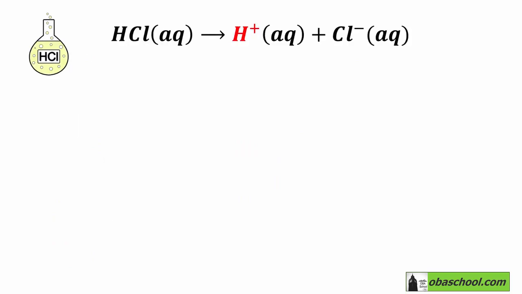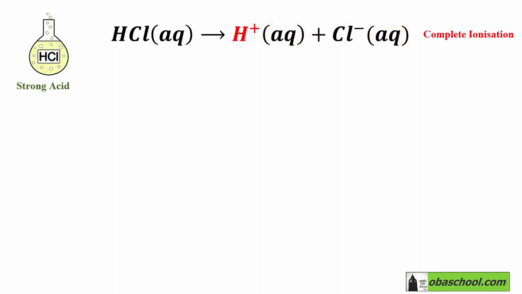Let's start with HCl. HCl, hydrochloric acid, is a strong acid. HCl molecules will all ionize in water to produce H+ ions and Cl- ions. And this is a complete reaction, so strong acids will ionize completely in solution.